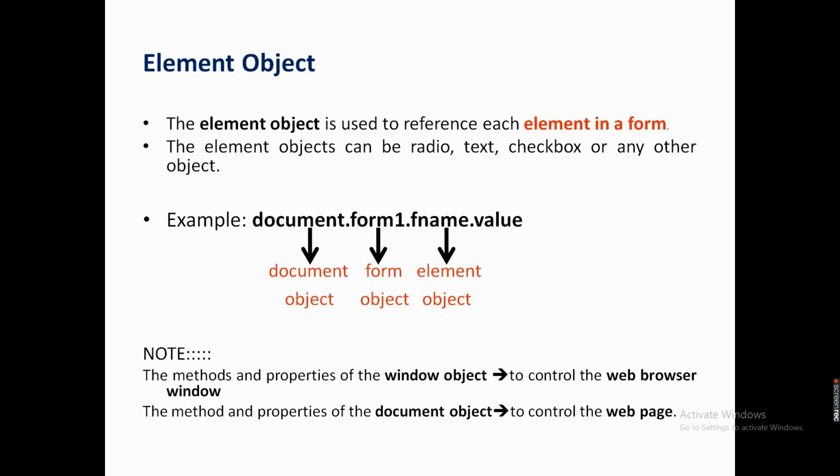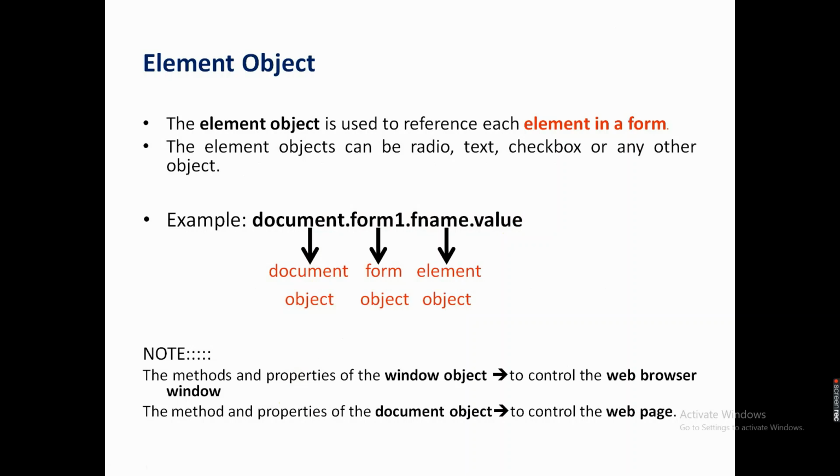Element object is a reference for each element in a form. It can be a radio, text box, right? Or it can be text. Here I am giving one example. Document dot form name dot field name dot value. This is the document object. Document form one, in our example reg underscore form, that is the form object. F name, this is the particular element within a form.